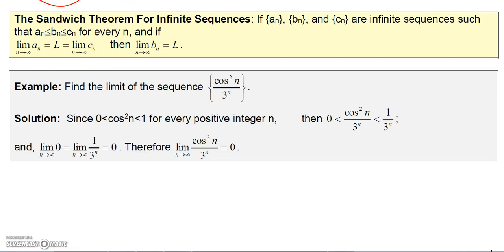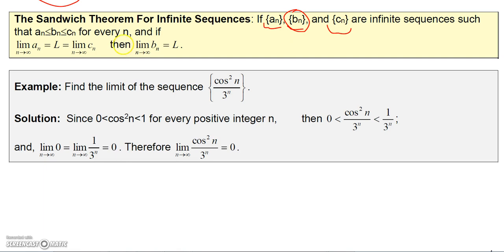You might remember from Calculus 1 we had what's called the sandwich theorem for functions. So we also have a similar theorem for sequences. So let's suppose you have three sequences, a sub n, b sub n, and c sub n. And let's assume that b sub n is always between a sub n and c sub n for every value of n. So in other words, every term of b sub n, so b1 would be between a1 and c1, b2 would be between a2 and c2, and so forth.